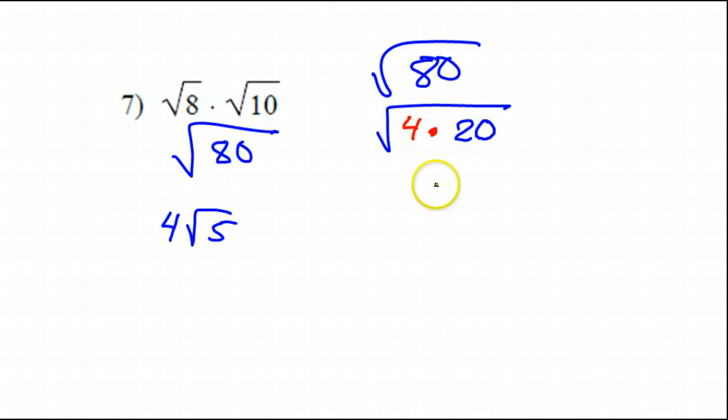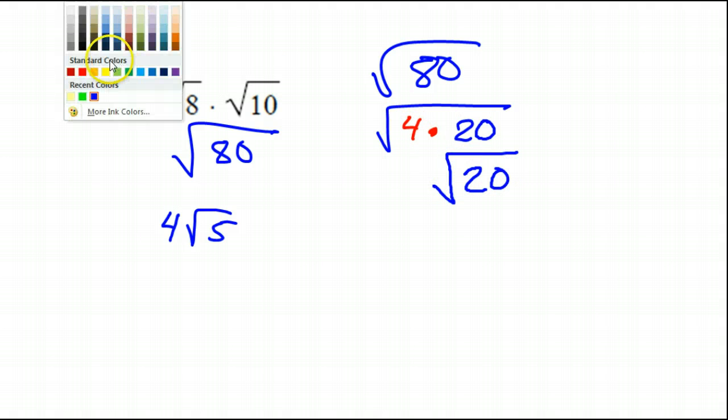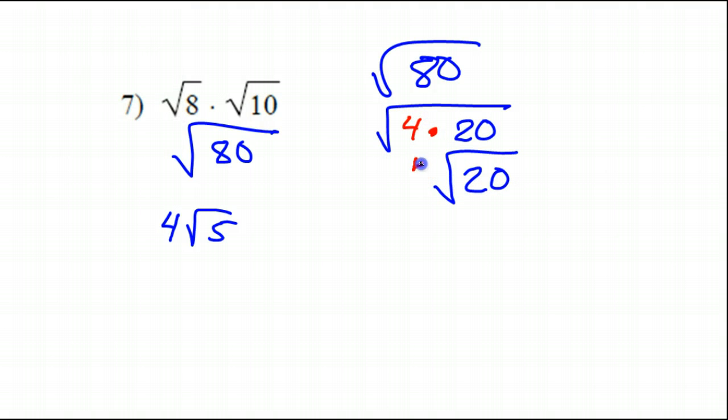Okay, now the blue part is going to stay where it is. But that perfect square is going to reduce. Square root of 4 is 2. So that gives me 2 radical 20. But then I notice there's another perfect square. 4, there's still a 4 inside of 20.